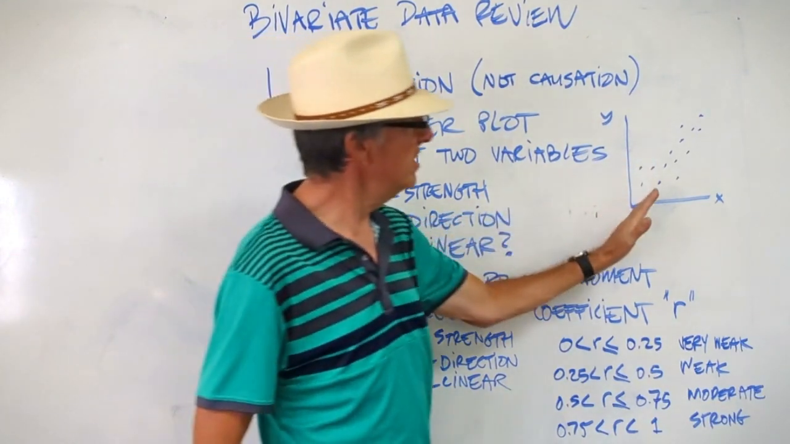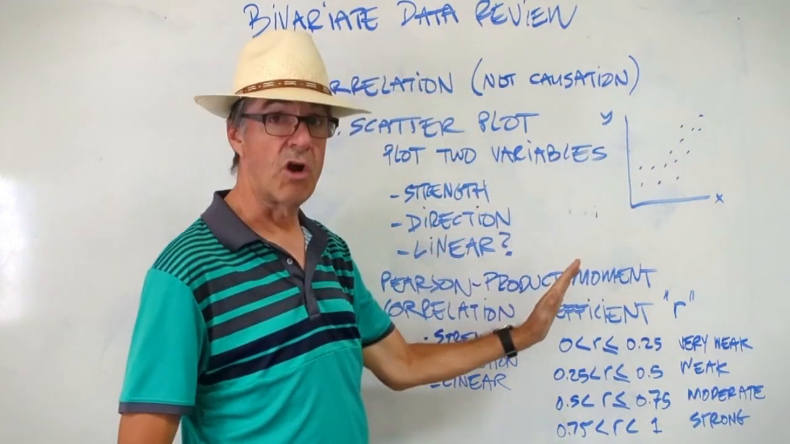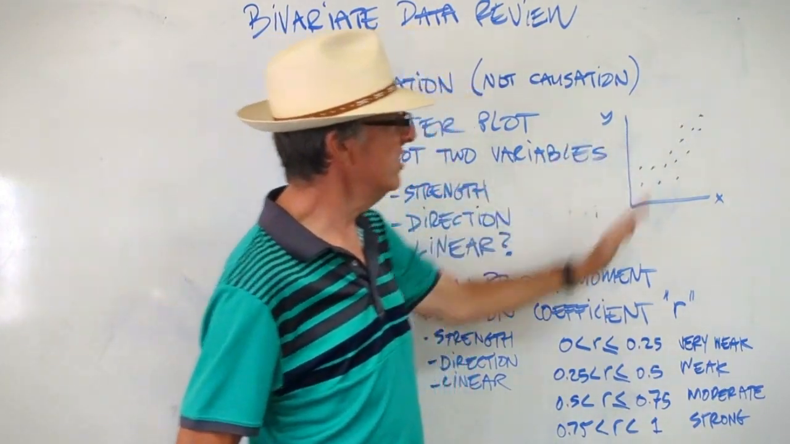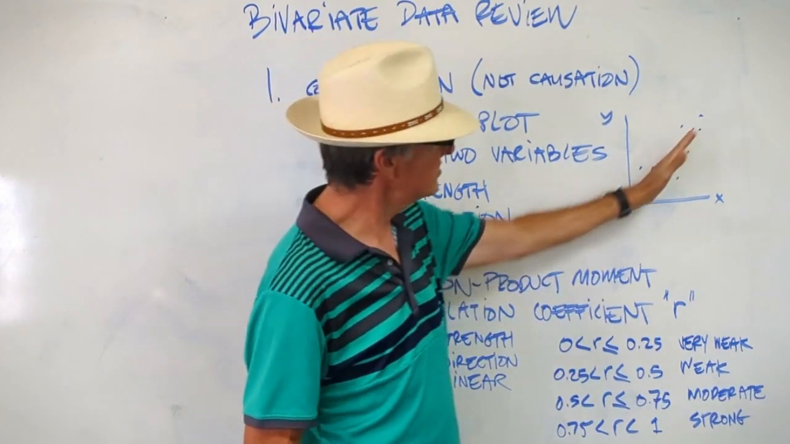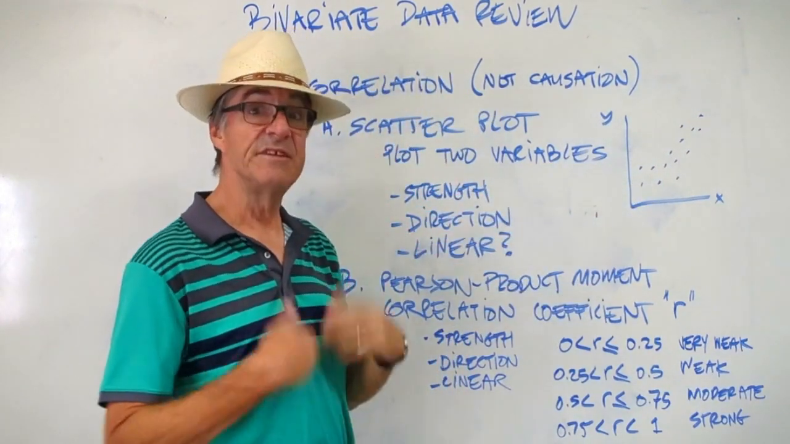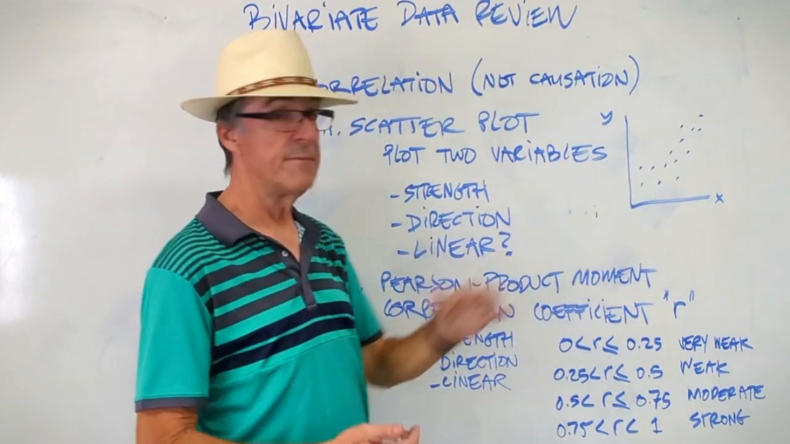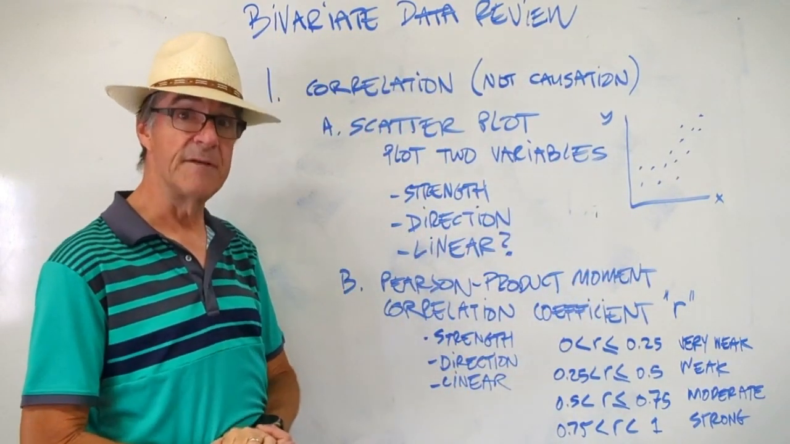So this correlation is probably moderate to strong. I'm not using a calculator, I'm just looking at it. Moderate to strong. It's linear because it looks like it kind of makes a line, and it's positive because it's sloping up. So that's just one example of how you might interpret a scatter plot.